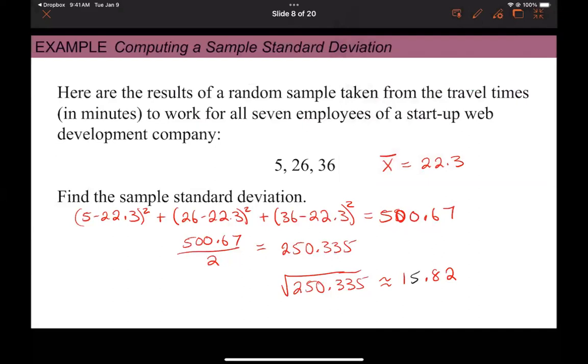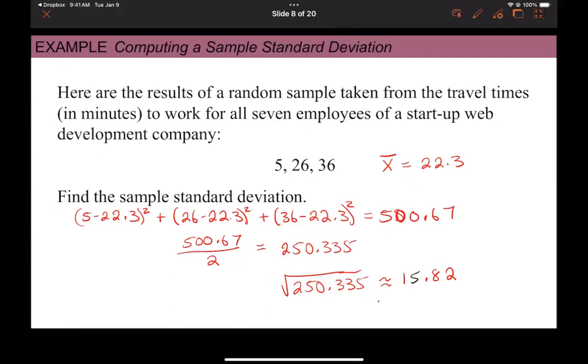All right. How'd we do? Can I clarify 1 second? Yes. You got 2 because we're working with 3 numbers. So n is 3 minus 1. Right. Got it. Thanks. Exactly. Good. Other questions? So you should get 15.82. That's our sample standard deviation.